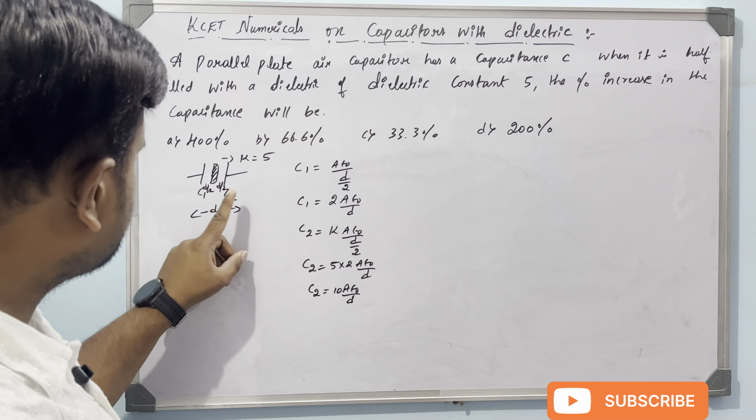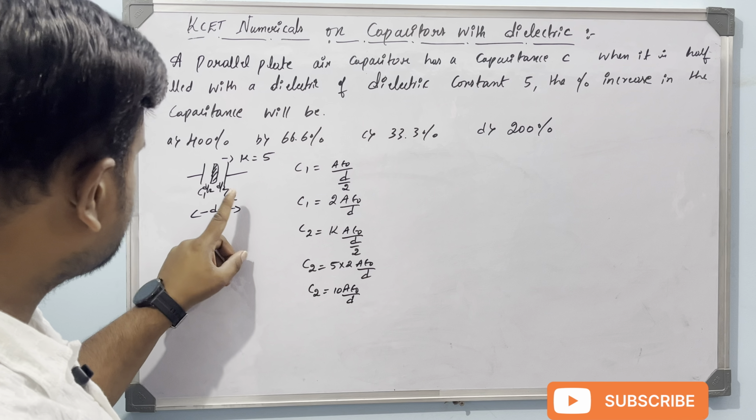So I can apply the series formula. What is the series formula? 1 by C is equal to 1 by C1 plus 1 divided by C2. Okay, now simplify this one. 1 by C is equal to 1 by, what is C1 value? C1 value is 2 A epsilon naught divided by D, plus 1 divided by 10 A epsilon naught divided by D. Okay, so here again denominator of denominator becomes numerator, that is 1 by C is equal to D divided by 2A epsilon naught plus D divided by 10A epsilon naught.